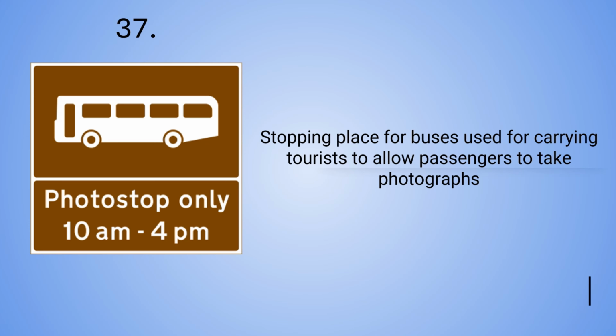Sign number 37. Ooh, brown color. Do you remember, guys, what brown color means? Tourist attractions. So this particular sign here means that this is a stopping place for buses used for carrying tourists to allow passengers to take photographs.